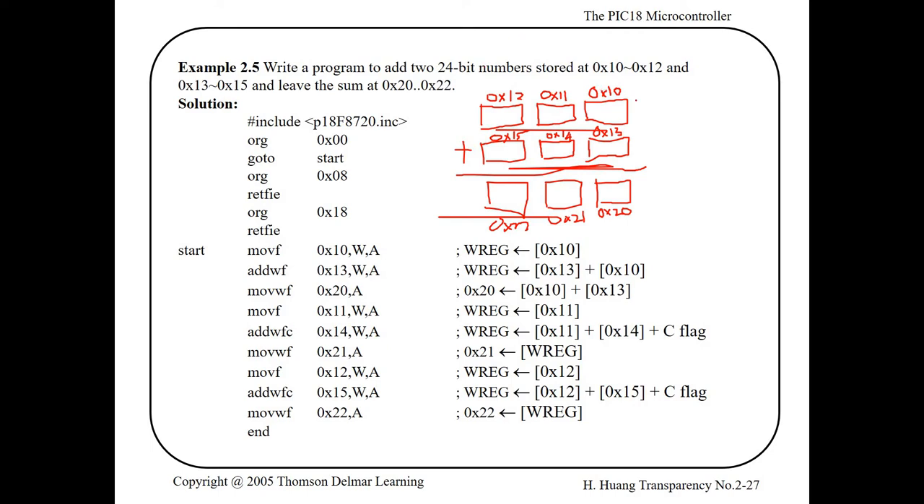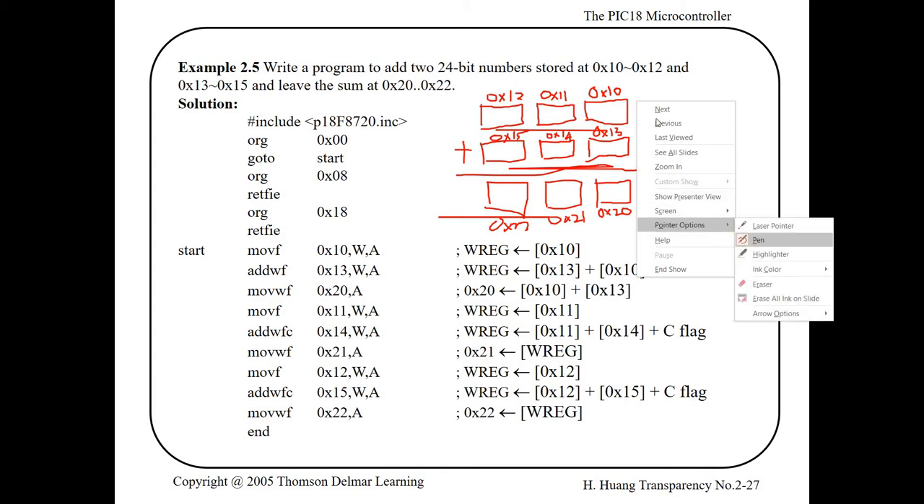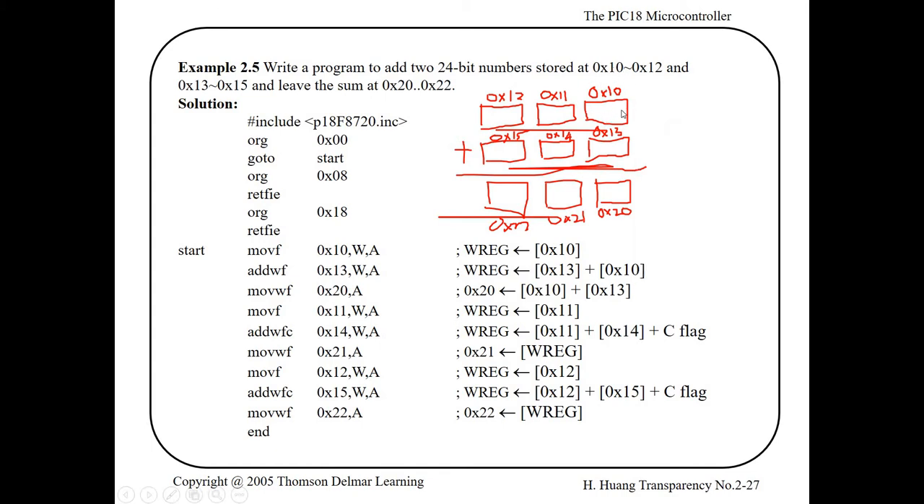Now this is because it's the little Indian method. So therefore we have to put the smallest address on the most right hand side, so that the least significant byte is stored here, the middle, and the most significant byte is stored at the highest address. So do you understand the arrangement? So now you need to do the addition. So you need to do one by one.